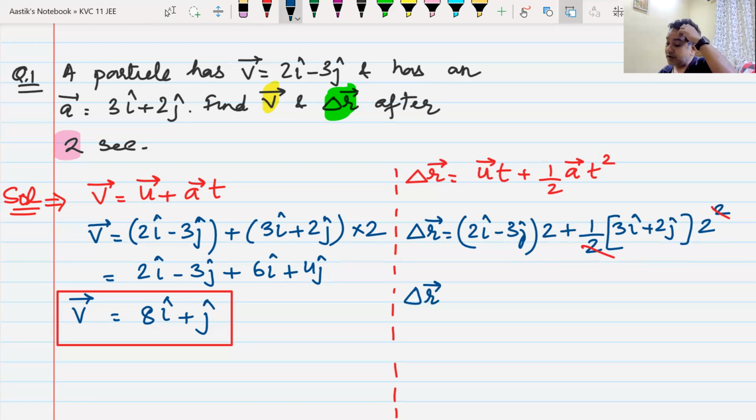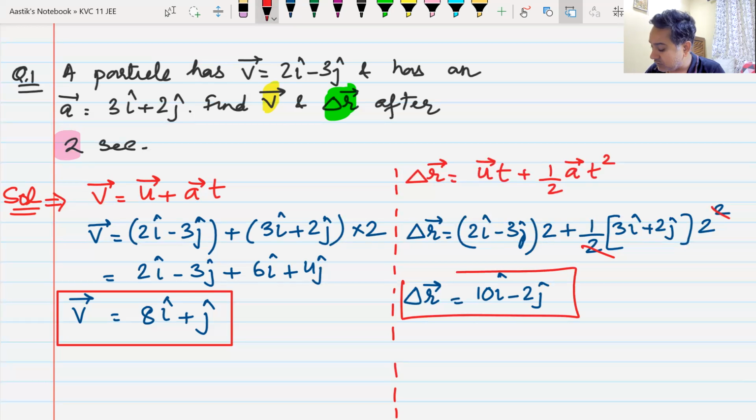Here it will be 4i. There it will be 6i. So it will be equal to 10i minus 2j cap. That is very simple, and it cannot get simpler than this.